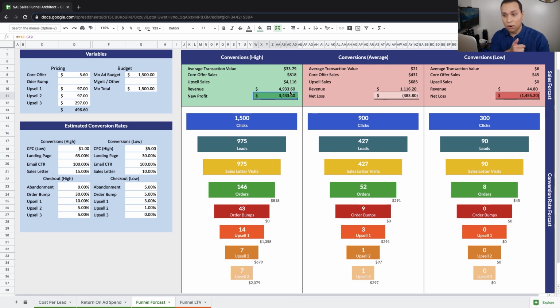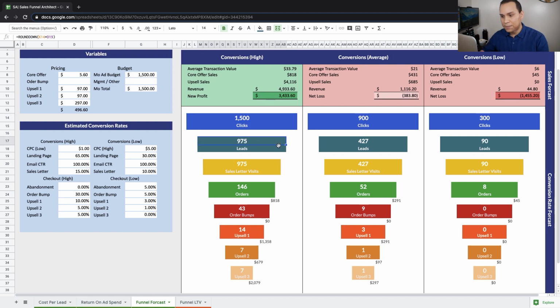So number one, it's really hard when you have low price point products. And then number two, you're pretty much banking on the fact that the upsells are somehow going to cover your advertising costs. So in the best case scenario, we're saying it's going to cost us $1 per click. So we're going to get 1,500 people to our landing page.